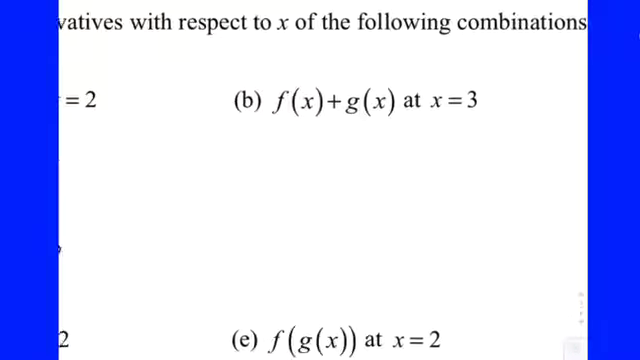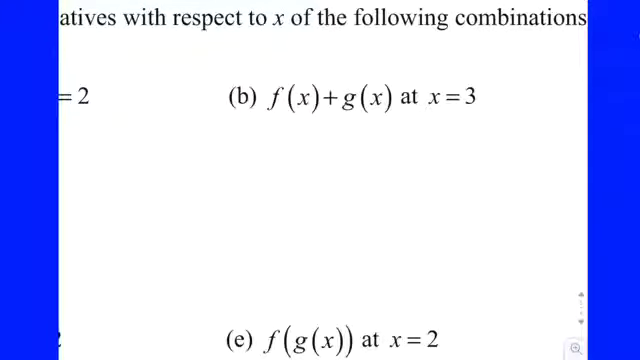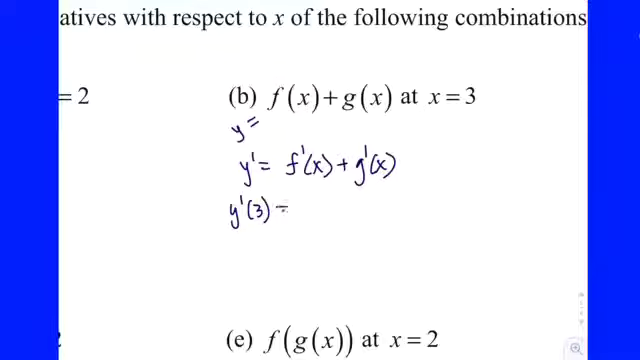Excellent. All right. Part B, f plus g. So let me call that y. I need to find y prime first. So that's just easy. That's just f prime of x plus g prime of x. And now I can plug in my 3. So y prime of 3 is f prime of 3 plus g prime of 3.